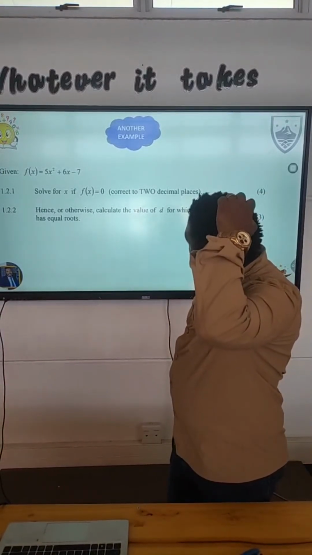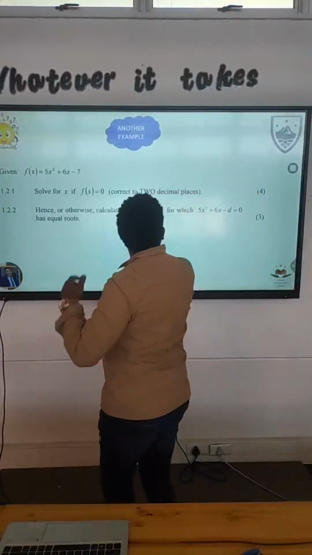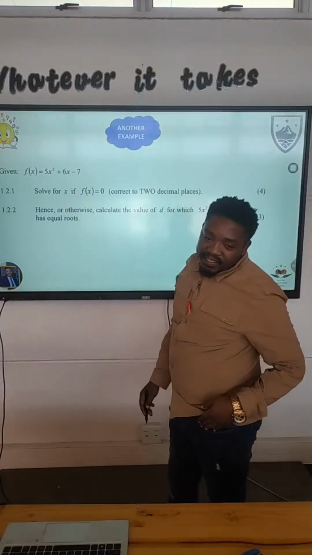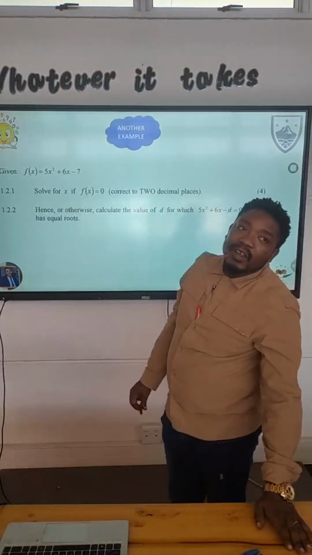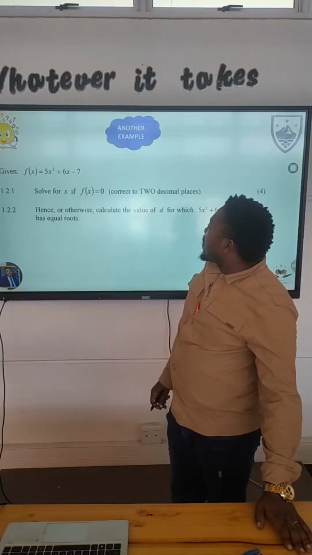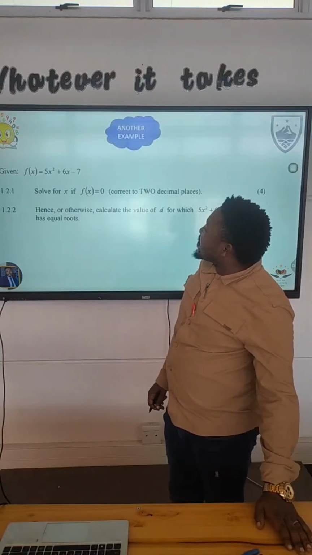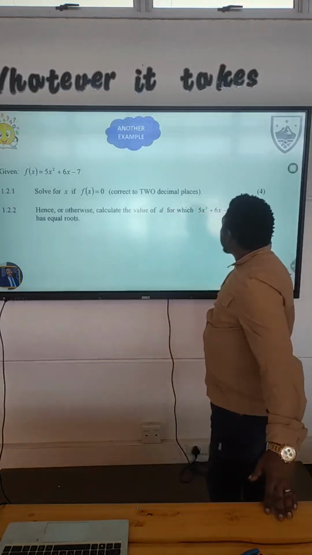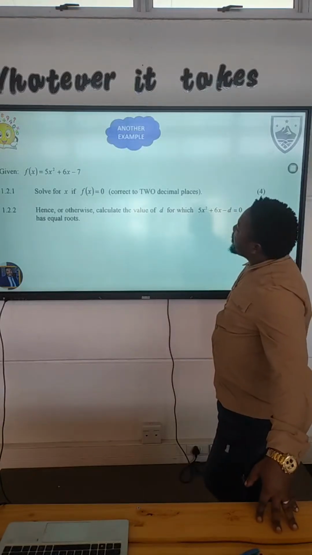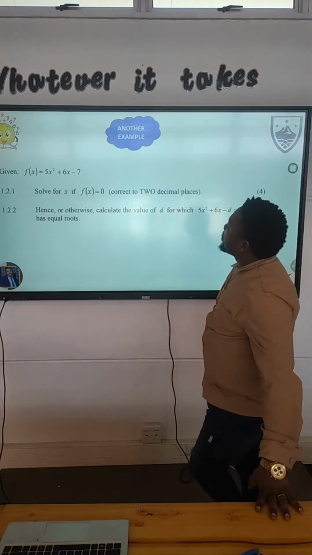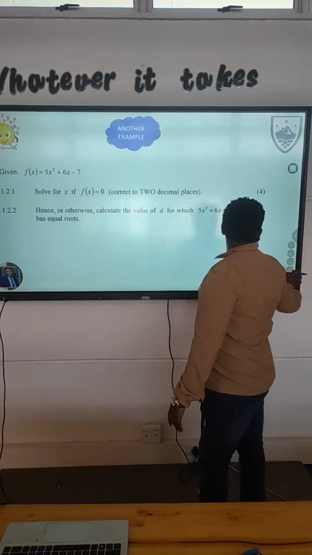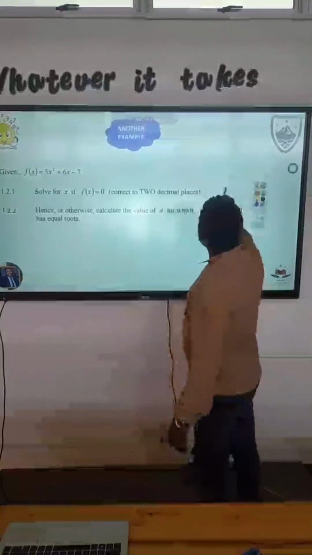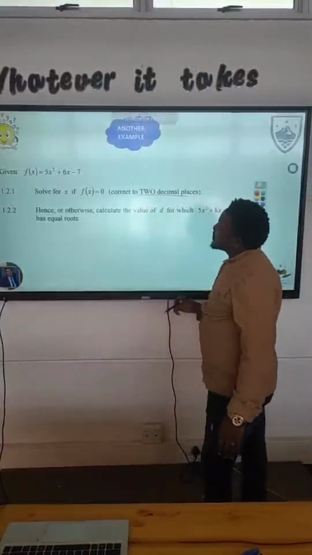I hope you can see that. This one we have f(x) equals 5x squared plus 6x minus 7. Because our last topic was calculus, I think you'll be excited to see f(x). f(x) is just y, like we said. They say solve for x if f(x) equals 0, correct to two decimal places. Here it comes again. What is it telling you? It's simply telling you to go and use the quadratic formula. Stop stressing yourself trying the factors.